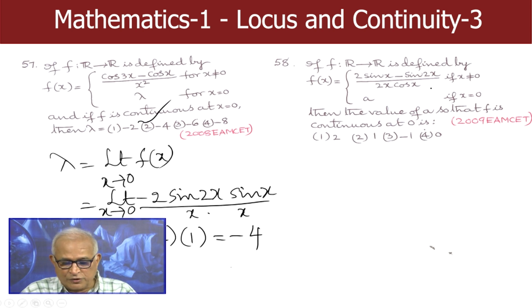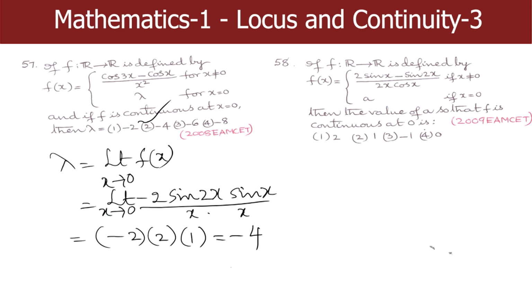And here also same story. What is the value of a? f(x) is defined as (2 sin x minus sin 2x) by (2x cos x) for all non-zero x. What is the value of a so that f is continuous at x equal to 0? So, a equal to f(0), that is equal to the limit of f(x) as x tends to 0.